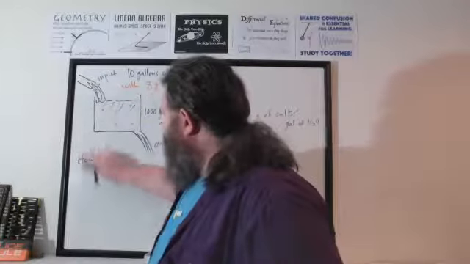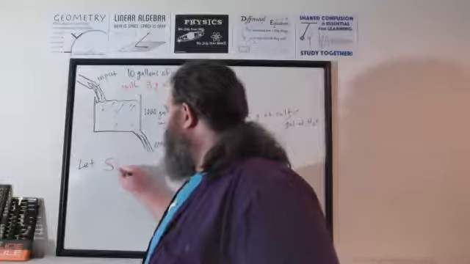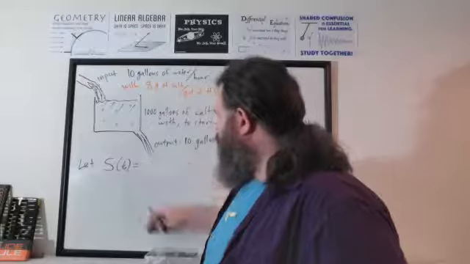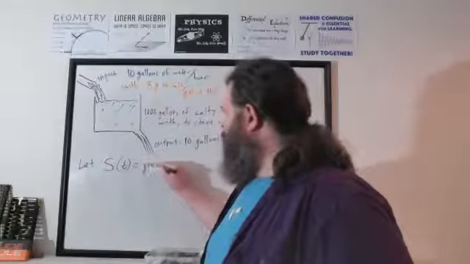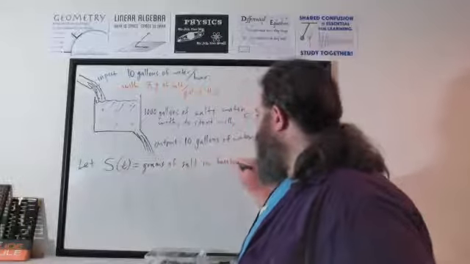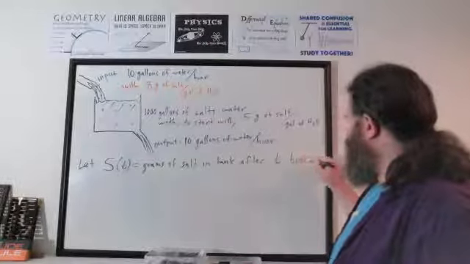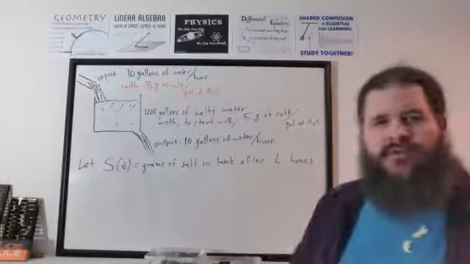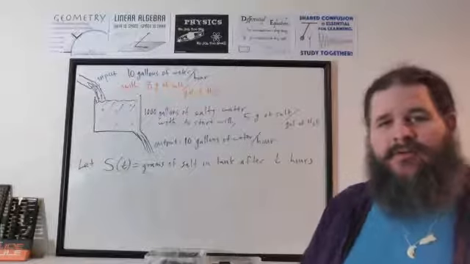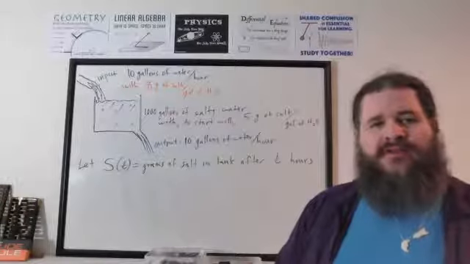And let's just declare a variable for that. Let's say capital S of t equals the amount of salt, grams of salt in the tank after t hours. So we want to figure out, for instance, how much salt is in the tank 5 hours later or 10 hours later or whatever. Any questions on the general situation so far?